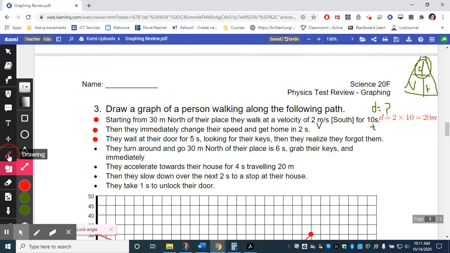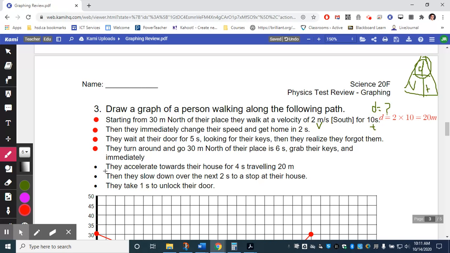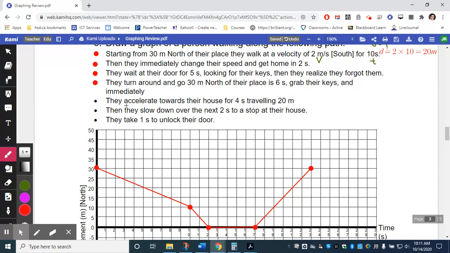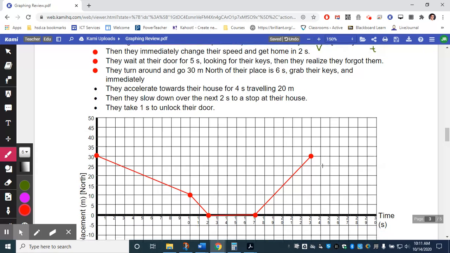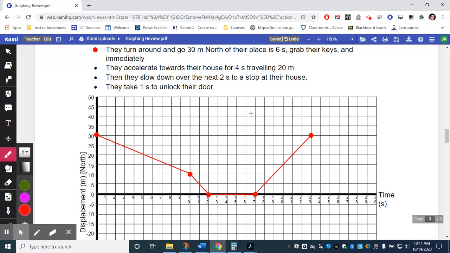Sweet. We're doing this. If you think you're getting it, at any point, pause it and try it on yourself. We accelerate towards our house for 4 seconds, traveling 20 meters. So towards our house, we're moving back down, and we move 20 meters again. This is looking very similar to this, but this time we're accelerating.